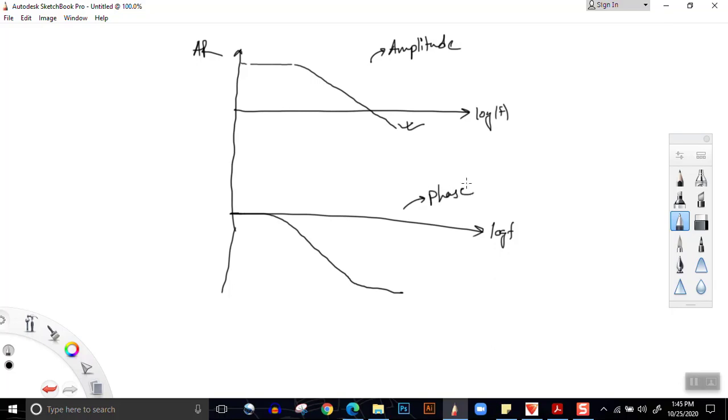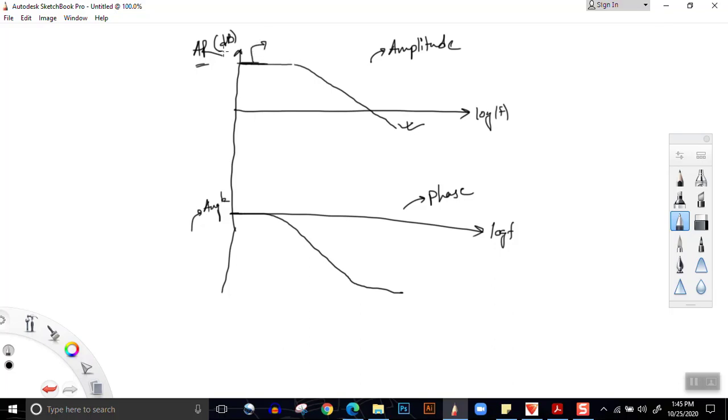So we have to draw these two graphs. The x-axis is log of frequency, the y-axis in this case is the amplitude ratio in dB, and in this case the y-axis is angle. And obviously angles will be negative because it's phase lag. Now, after we have drawn these two graphs, from these two graphs we'll be able to determine the actual gain. So what would the gain be? The gain would be at the initial stage, that is at low frequency, you'll see that amplitude ratio is constant, and this value is the gain.